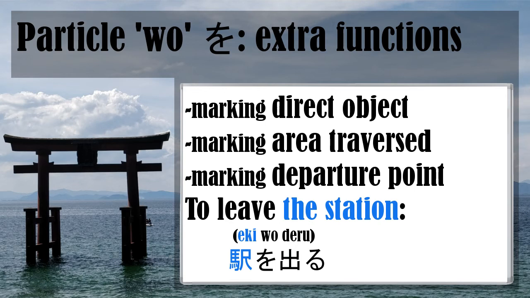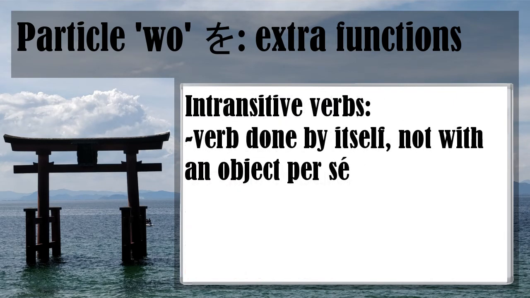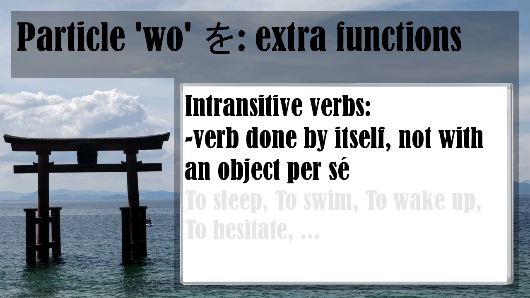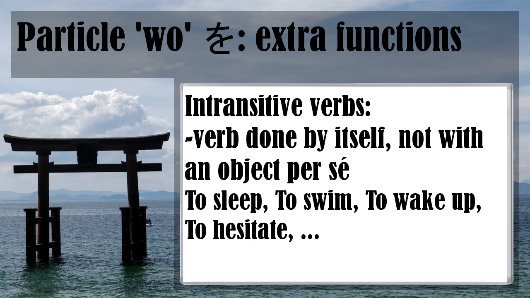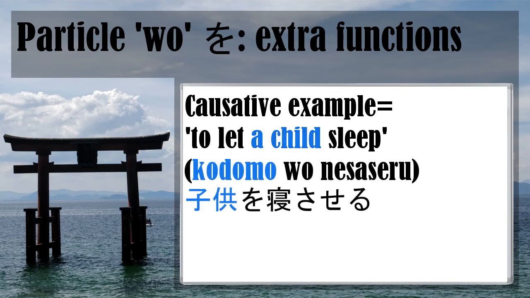And then the last main one and the most important one is that in the causative form, you can use wo to indicate who you permit or force to do a certain intransitive action. Now, that's a long sentence. What does an intransitive action mean? It means an action that is done by itself and an action that does not warrant an object, like a direct object. For example, to sleep. You cannot sleep something. You cannot sleep a computer. You do the action of sleeping by yourself. So for example, to make or to let a child sleep. That would be kodomo o nesaseru.